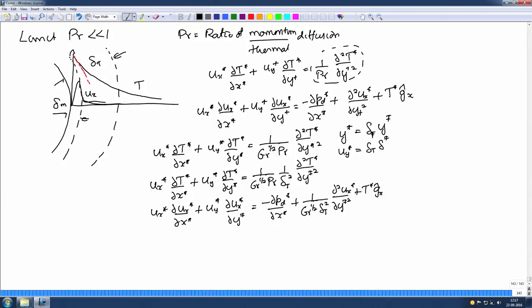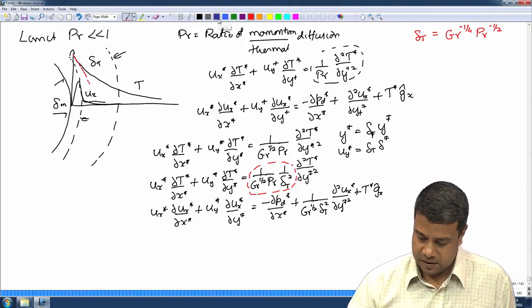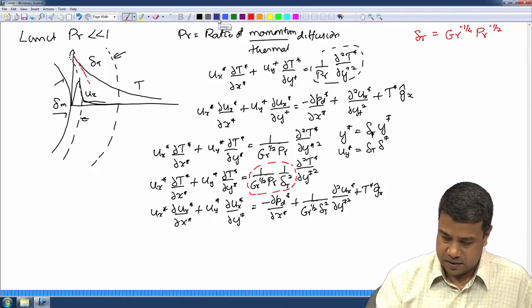Now, here in the thermal equation, in the equation for the temperature field, I require that convection and diffusion have to be of equal magnitude within this thermal boundary layer. And what that means is that the thermal boundary layer thickness delta T is equal to Grashof number to the minus 1/4 Prandtl number to the minus half. That is the thermal boundary layer thickness.